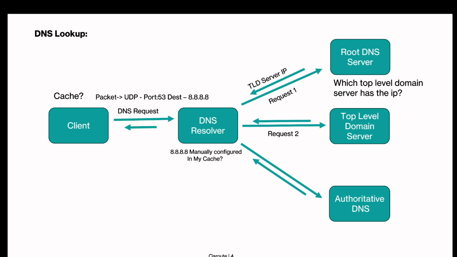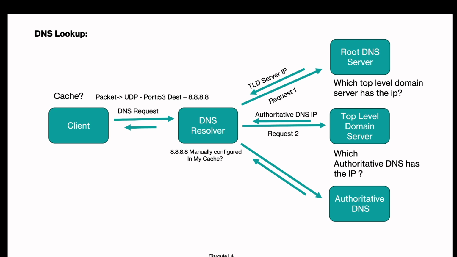This time it is going to request the top level domain server. Okay, top level domain server, which is the .com domain, please help me to identify the IP address. Now the top level domain server is not going to have the IP address as well. So the top level domain server is going to send the next DNS server's IP address, which is going to be the authoritative DNS server's IP address. The top level domain server is going to think, okay, which authoritative DNS server might have my IP address? And then it returns the authoritative DNS server's IP address.